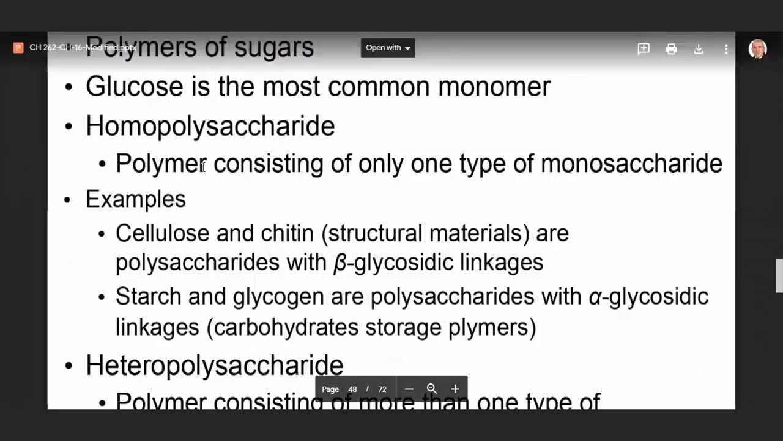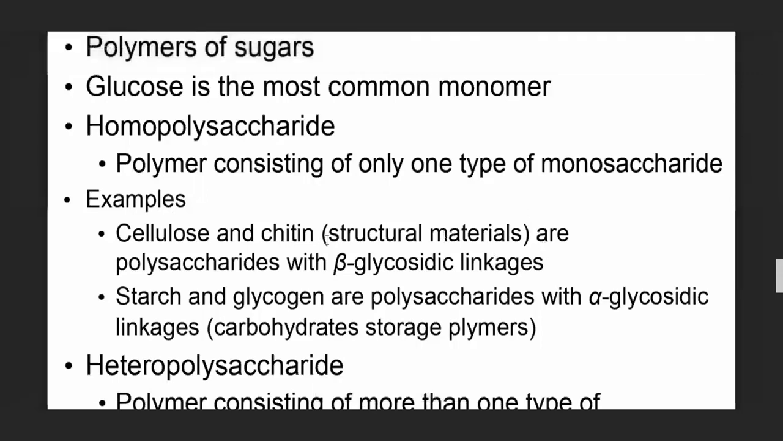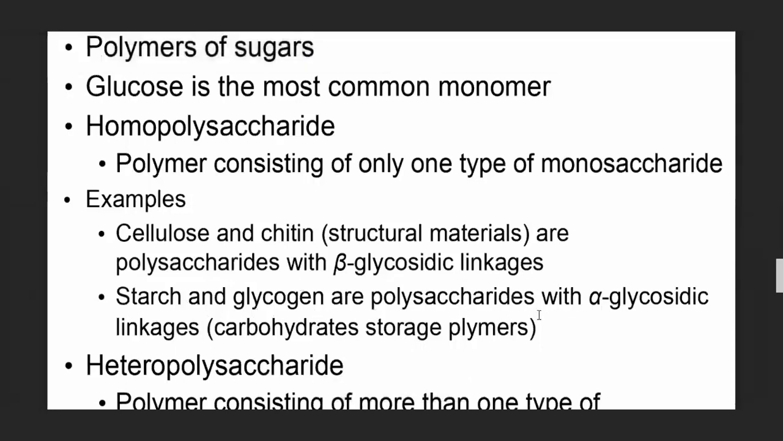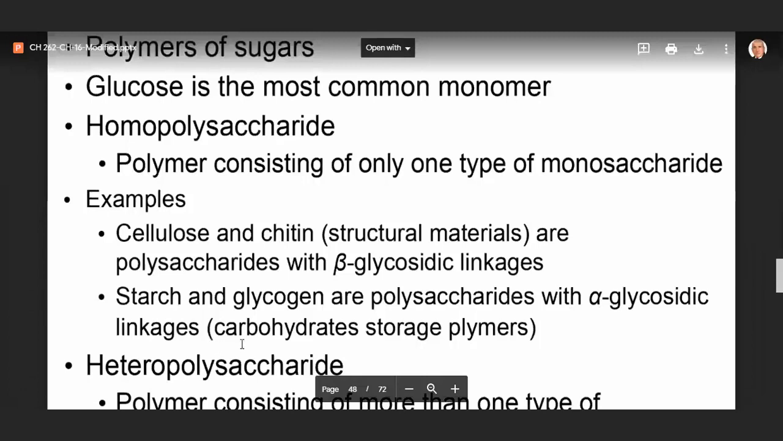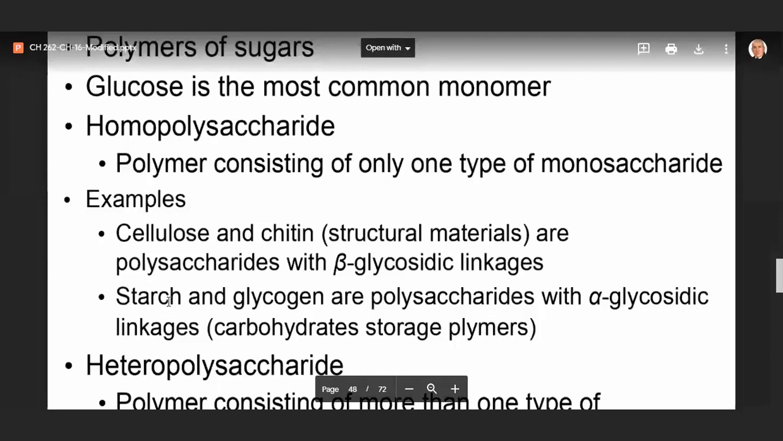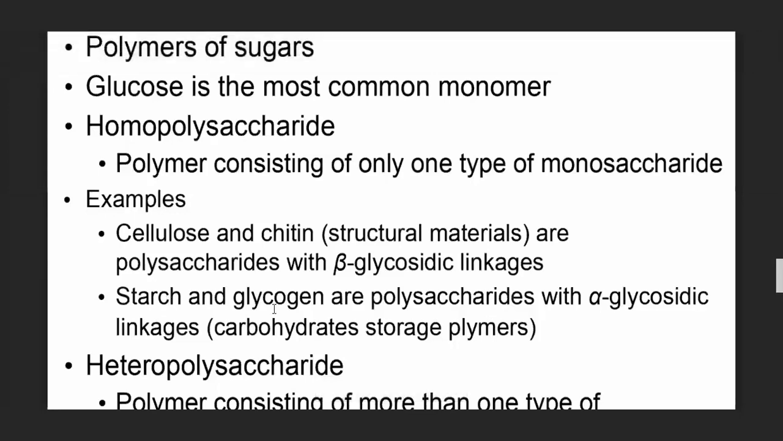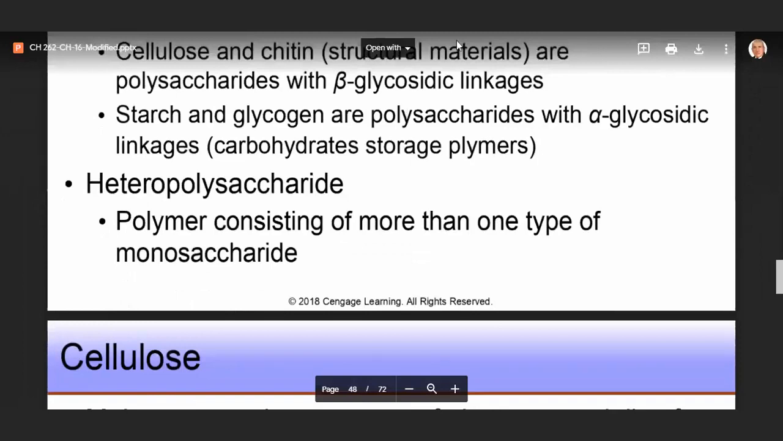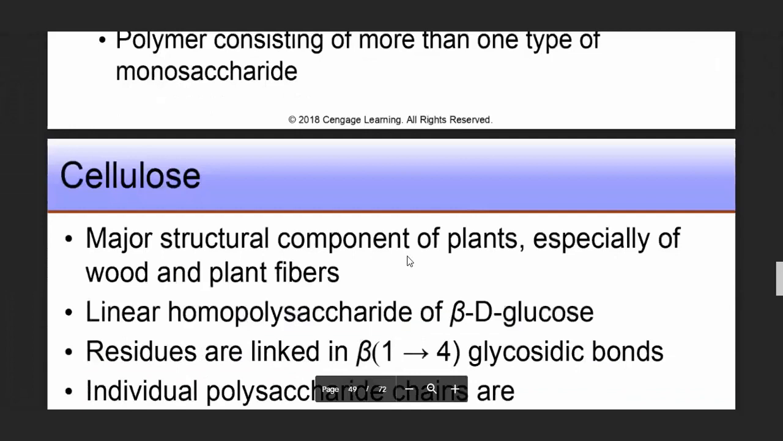In this category, cellulose and chitin, which are structural materials, are polysaccharides with beta-glycosidic linkages. Starch and glycogen are polysaccharides with alpha-glycosidic linkage. They are carbohydrate storage polymers: starch in plants and glycogen in animals. The heteropolysaccharides, as we will see, are polymers consisting of more than one type of monosaccharide.